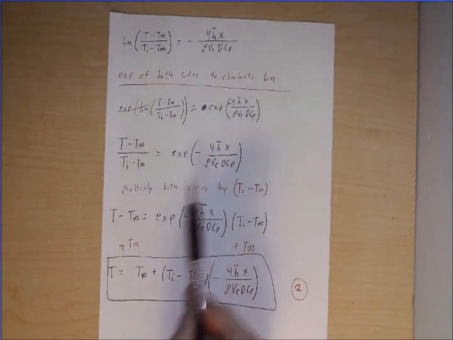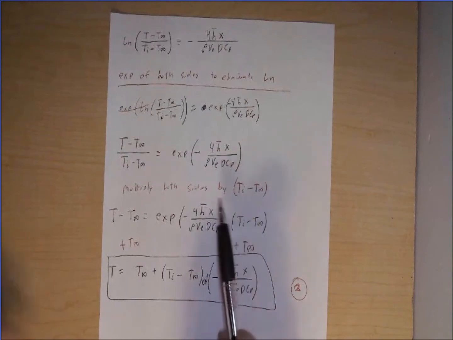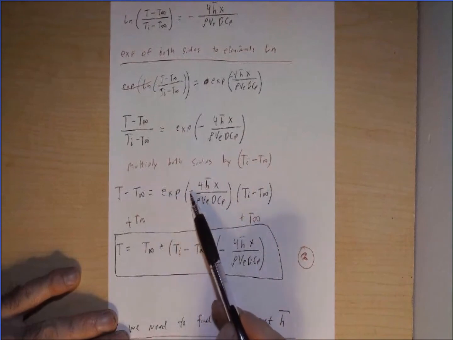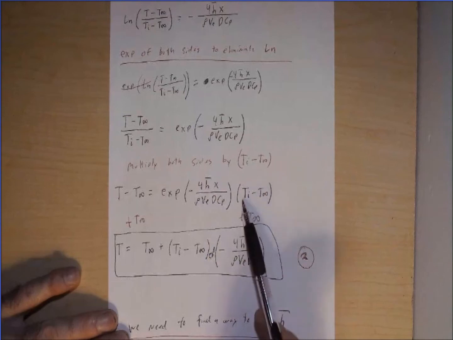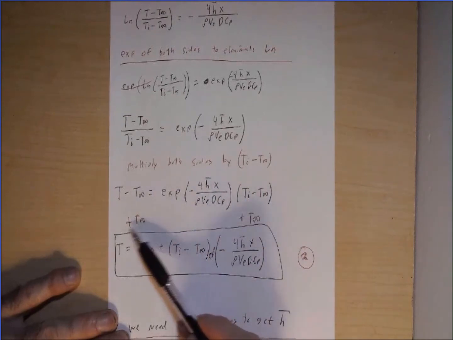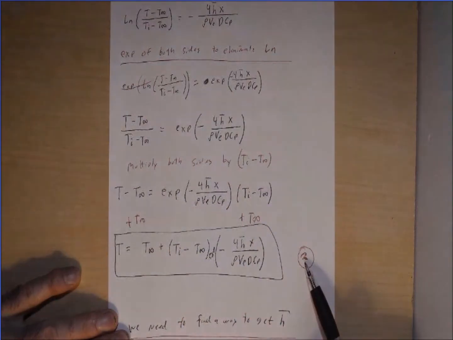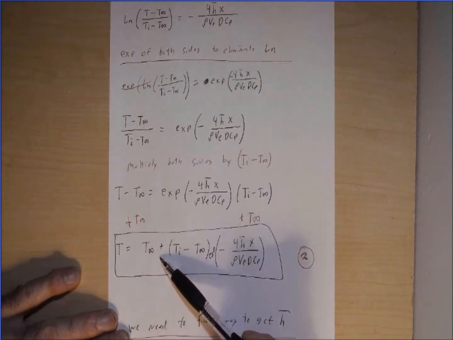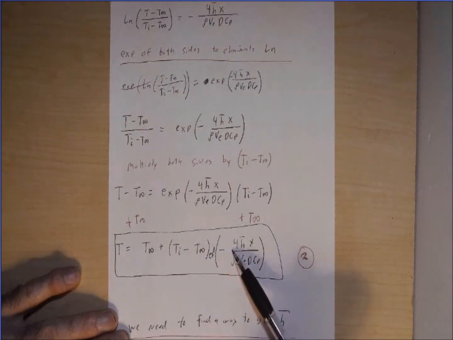Then what we can do is multiply both sides by the denominator here, our T_i minus T infinity. We do that, and we end up with T minus T infinity is equal to the exponent of negative 4 h bar x over rho V_E d C_p times that denominator of T_i minus T infinity. Then the next step is to add T infinity to both sides, so we end up with this new equation 2, where our temperature T is equal to the surrounding T infinity plus this temperature differential of T_i minus T infinity times the exponent of negative 4 h bar x over rho V_E d C_p.